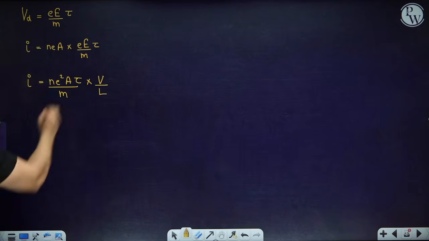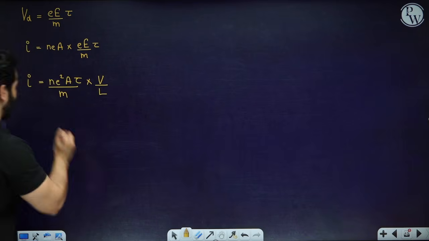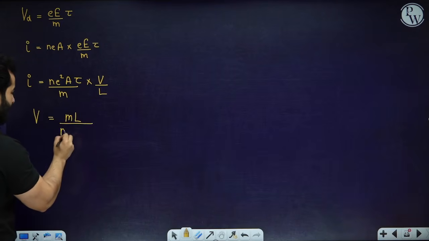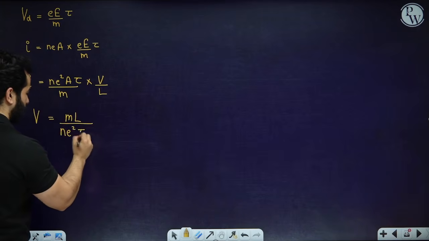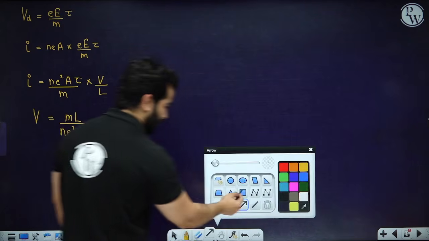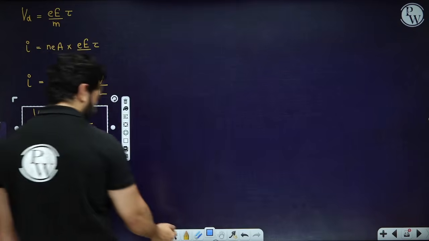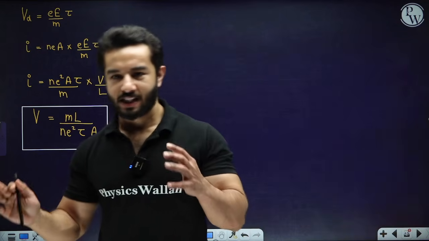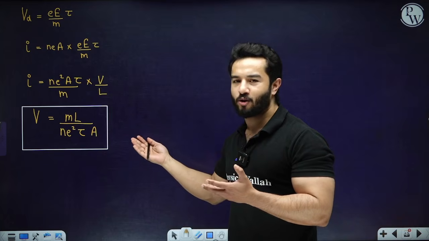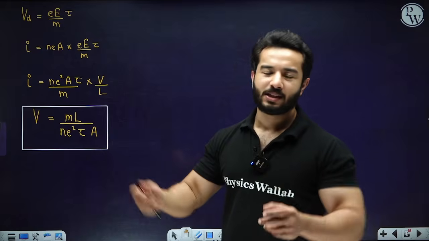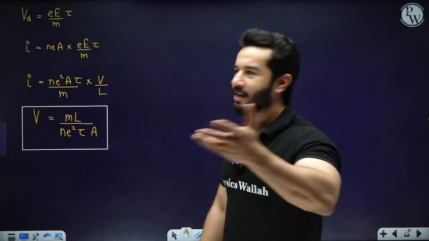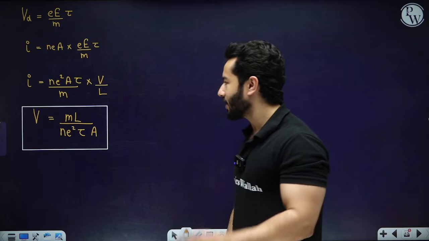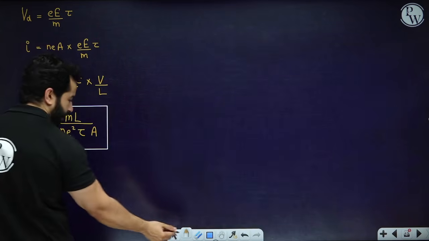Now please understand, we can rearrange all of this and rewrite it as V = mL divided by ne²τA, times I. Have a close look at it. I know that this is a one-shot lecture. We can actually skip derivations, but we'll not call this a derivation. Why? Because this is just plugging the value of vd into I, then plugging the value of E in terms of V, and that's it. So V is the potential difference, and obviously I should write current also.